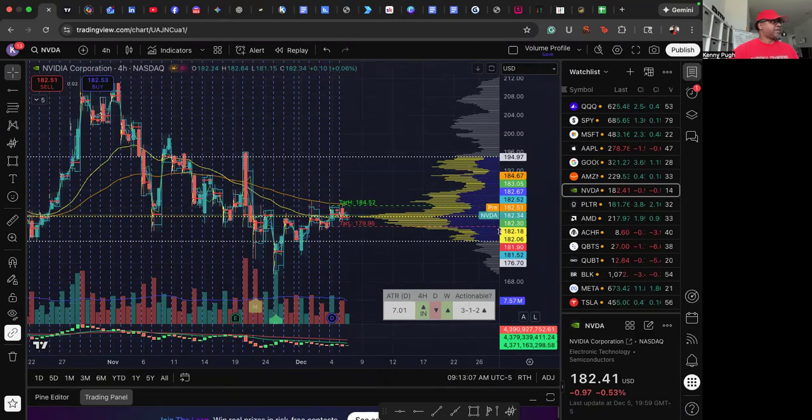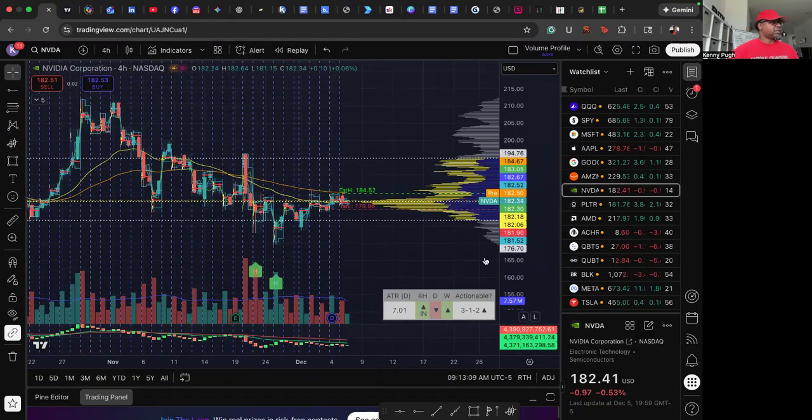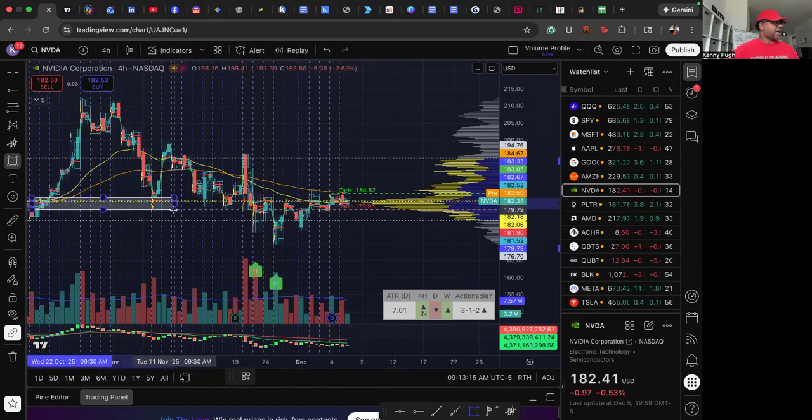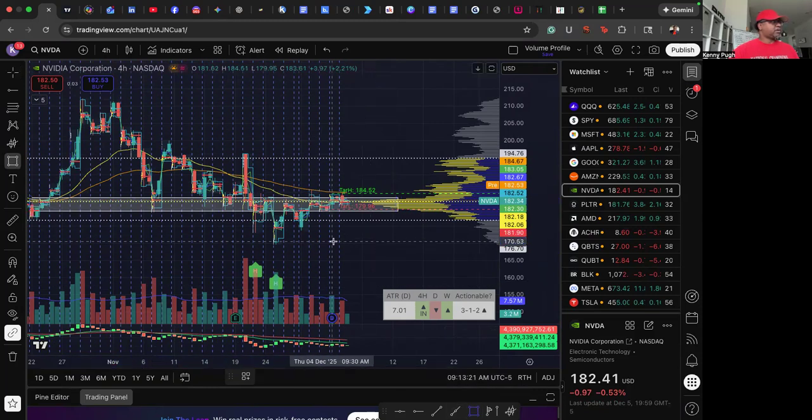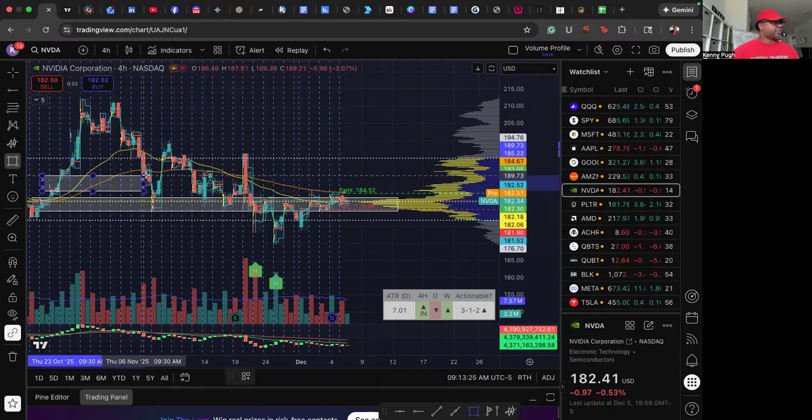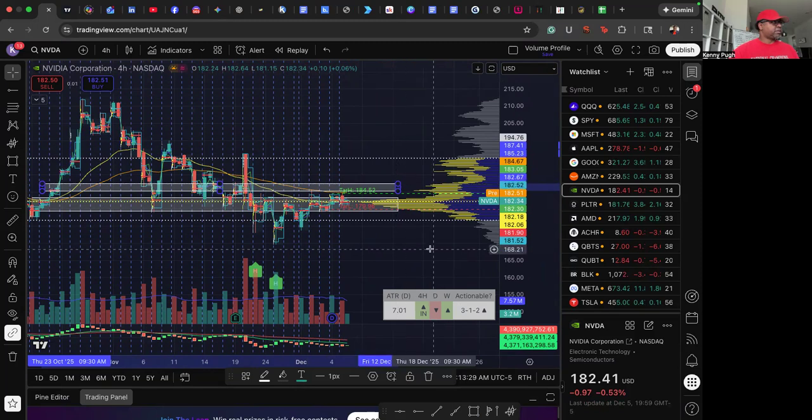Let's take a look at NVIDIA, everybody's favorite darling. And so let's go ahead and capture we have this high volume node here, which allows us to at least capture where we concluded last week. And then I want to capture some of the zones immediately above. So that's a zone that's immediately above.